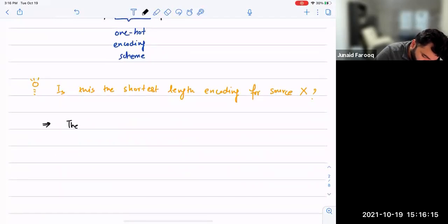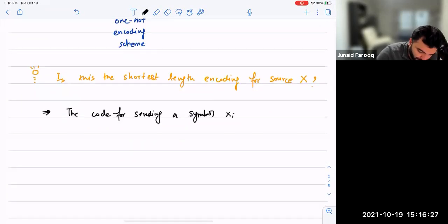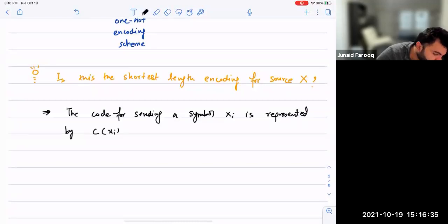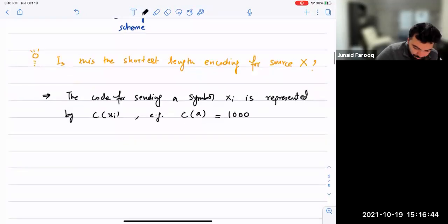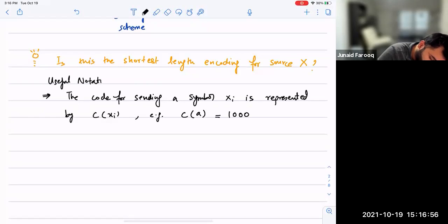In this example, the code for sending a symbol xi is represented by C of xi. For example, C of A is 1, 0, 0, 0. So this is one of our useful notations.